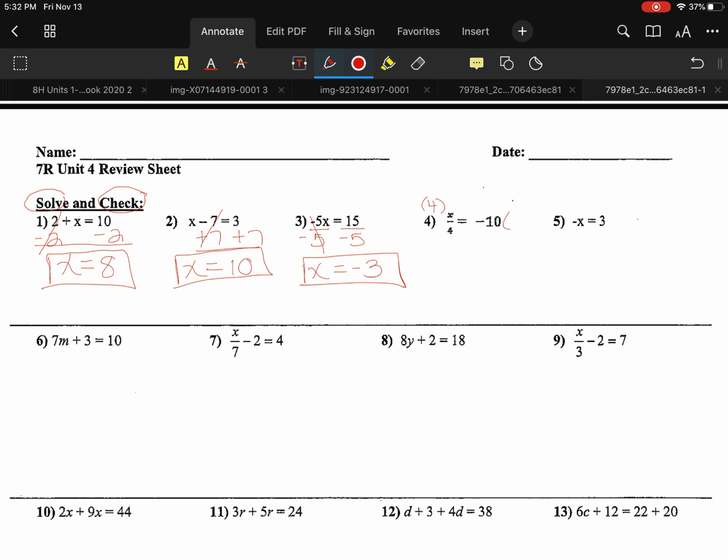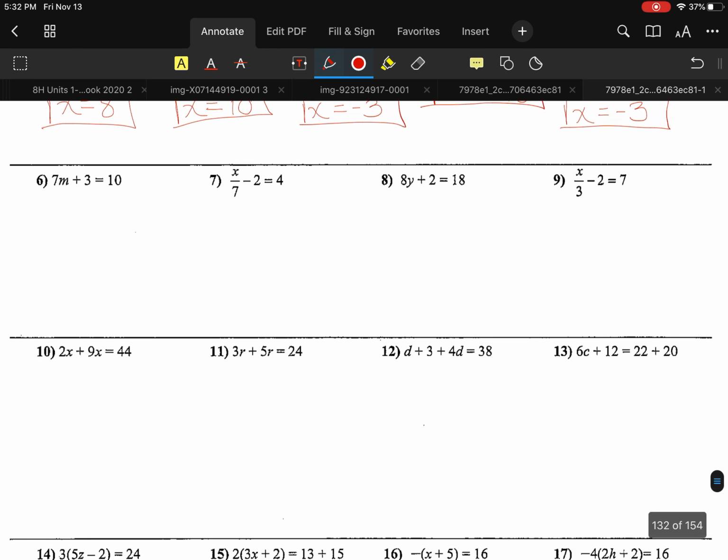Number 4, the inverse of dividing by 4 is to multiply by 4. And make sure you're showing what you're doing. X equals -40. -10 times 4. Number 5, there's a negative in front of the x, and so that means the x is not alone, so I'm going to put my 1 in. This is -1 times x, so I'm going to divide in order to get rid of that multiplication. X is equal to -3. So hopefully those first 5 problems went well.